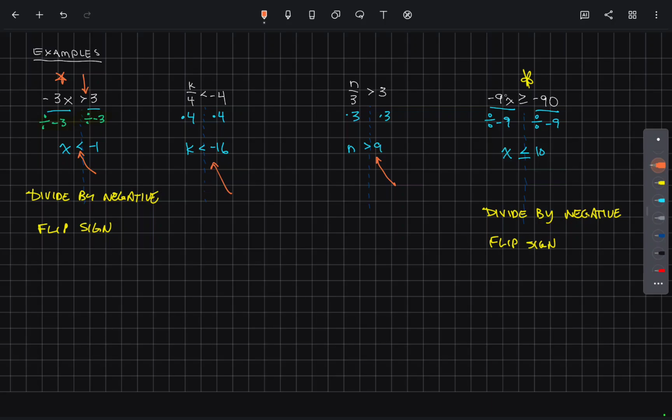On this fourth problem, you can see that the -9, the number associated with the variable, is being multiplied by x. That means the inverse operation would be dividing by -9. Anytime that we are multiplying or dividing by a negative, you are going to flip the sign. And you can see the sign flip to its opposite direction. Anytime that you multiply or divide an inequality by a negative, the sign will flip.